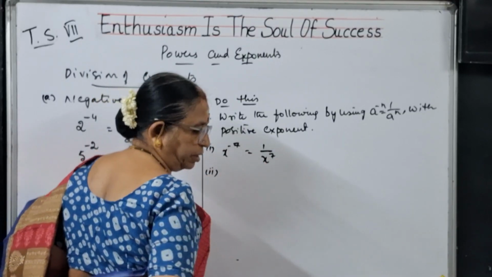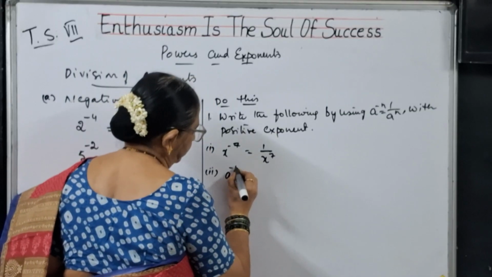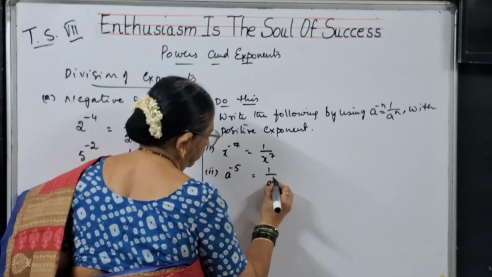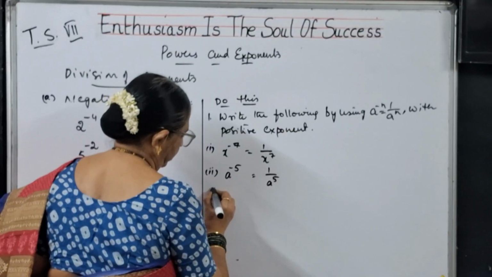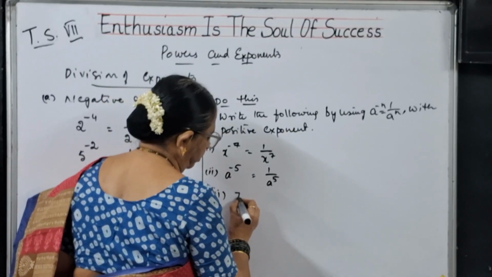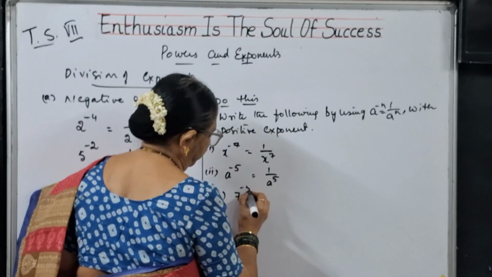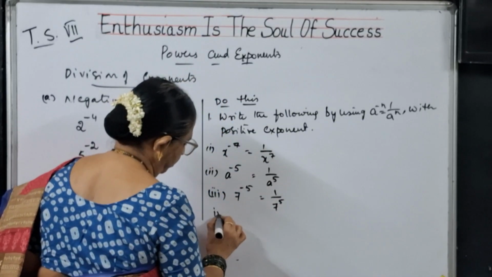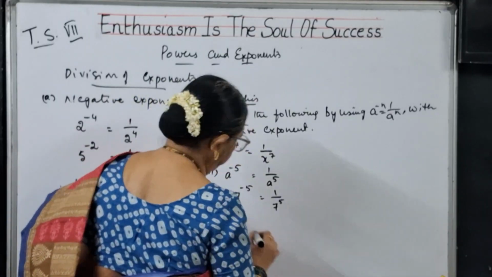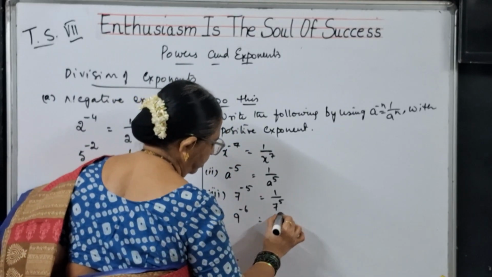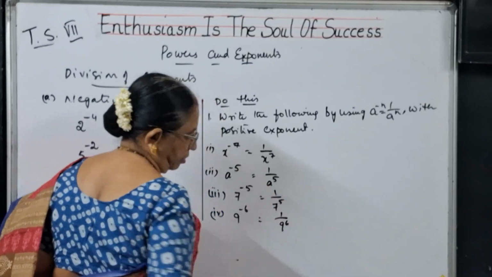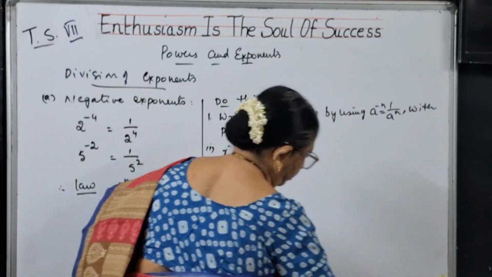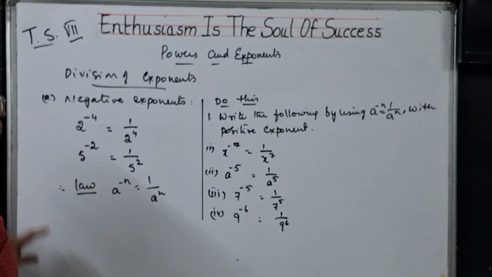That is the first bit. Second bit, a to the power of minus 5 means 1 by a to the power of 5. And third bit, 7 to the power of minus 5 is 1 by 7 to the power of 5. And fourth bit, 9 to the power of minus 6 is 1 by 9 to the power of 6. So these are the answers, children. Please note it down. When you have negative powers, you have to write the reciprocal and make the power positive.